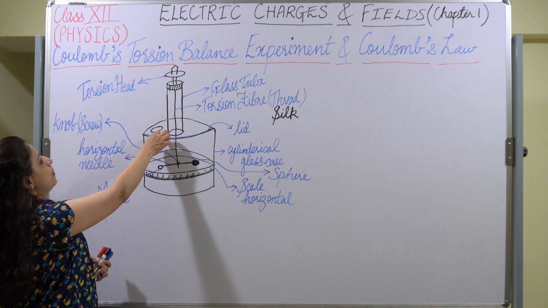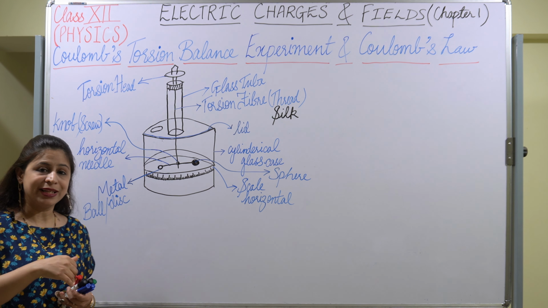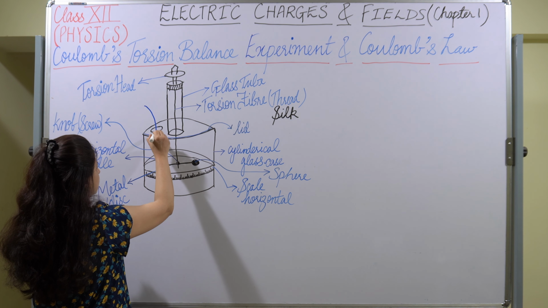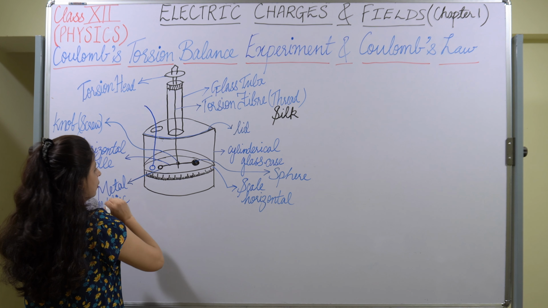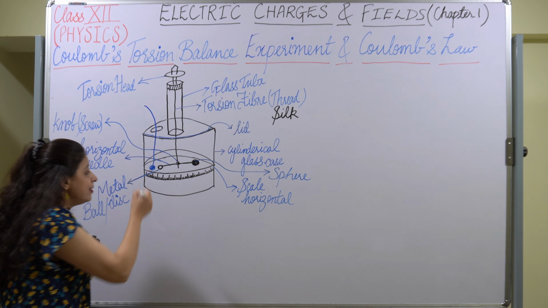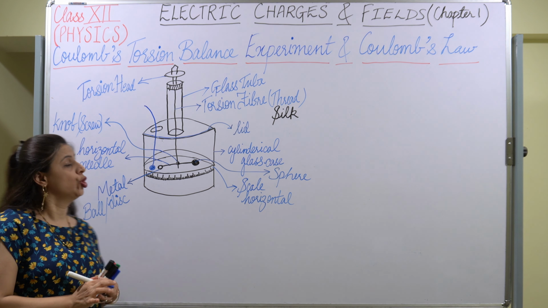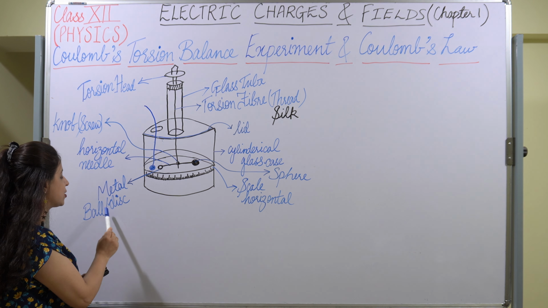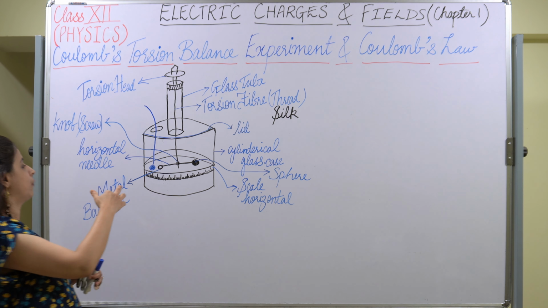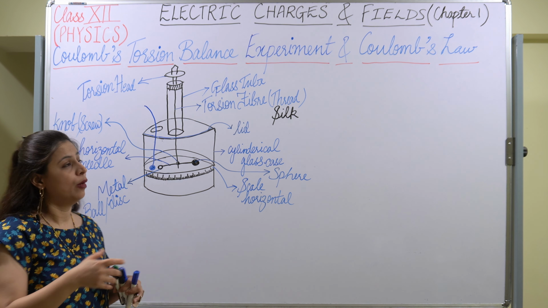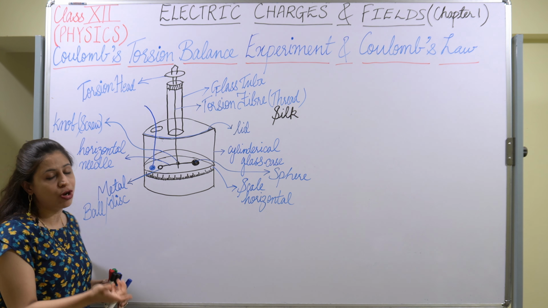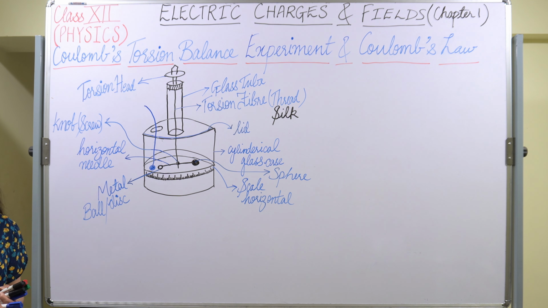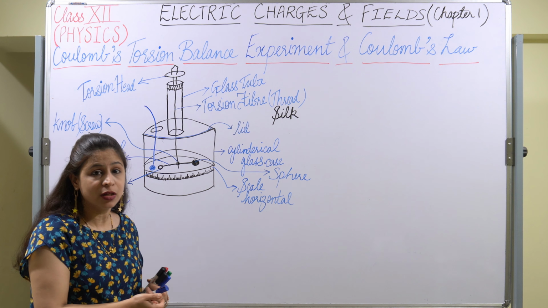The hole was placed over here, and through this hole a metal sphere was dropped inside. But right now this sphere did not have any charge. The metal ball disc already had a positive charge, but since the sphere had no charge, there was no repulsion, and so there was no movement in the thread. There was no twisting.